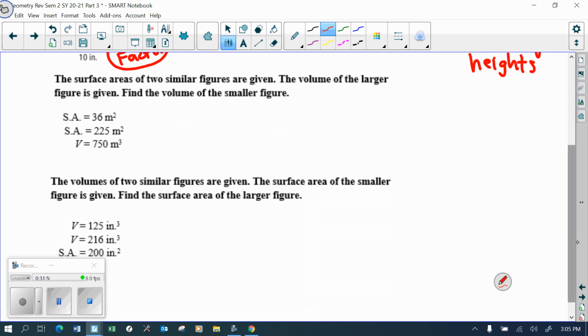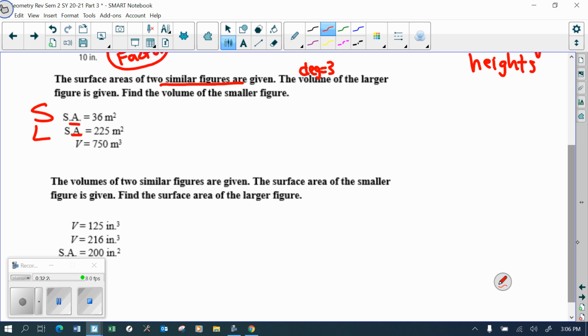The surface areas of the 2 similar figures are given. So they're telling me they're similar figures. Surface area is degree 2. Every time I say area is degree 2. Okay, the volume of the larger figure is given. Find the volume of the smaller. Well, volume we know is degree 3. So I need to get up to degree 3. Well, I want to go down to degree 1 first, and then I'll cube it to get up to degree 3. So of the smaller one, I'll call smaller and larger.